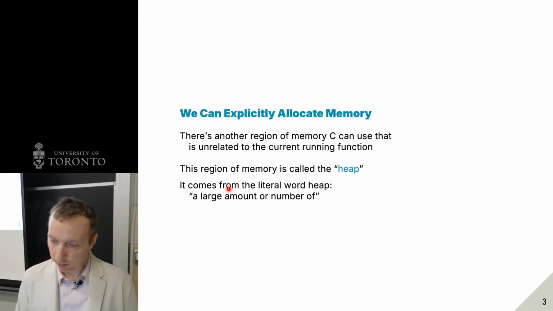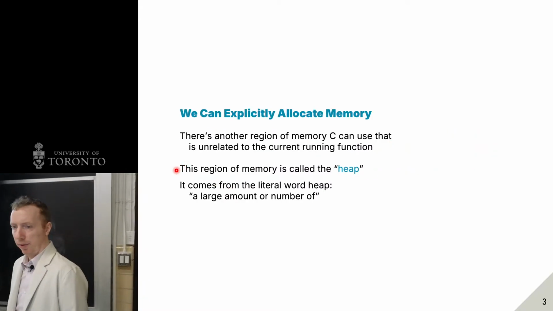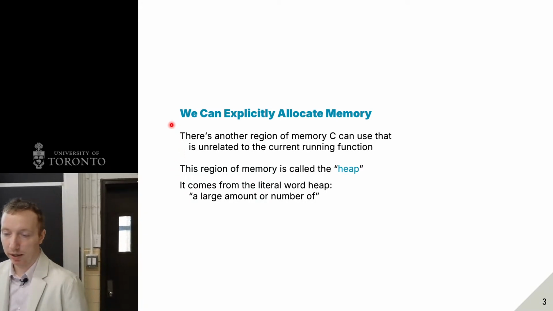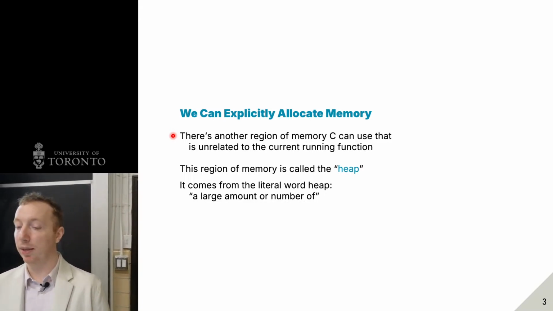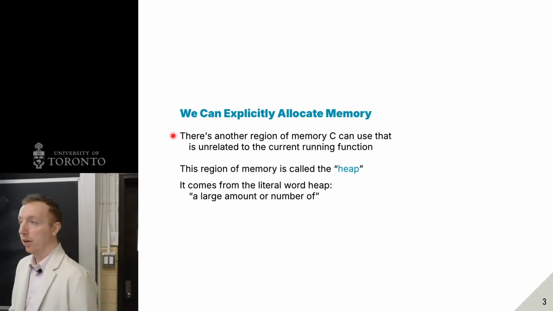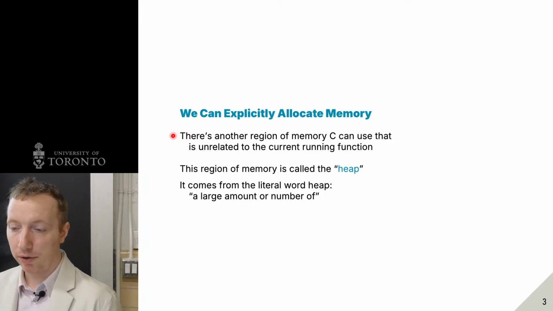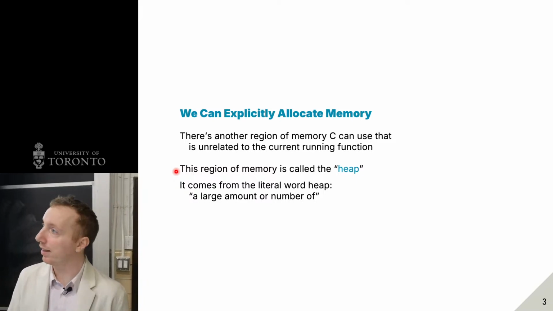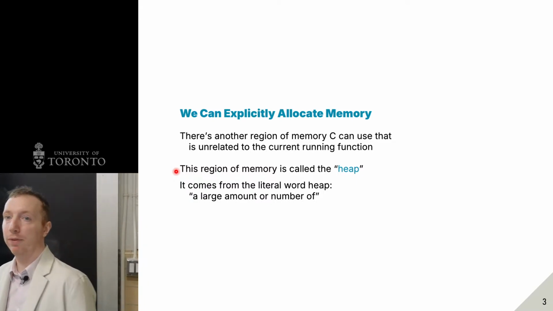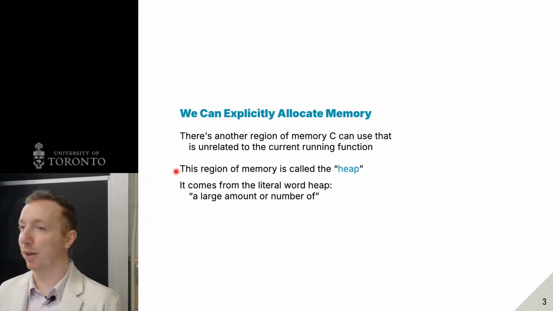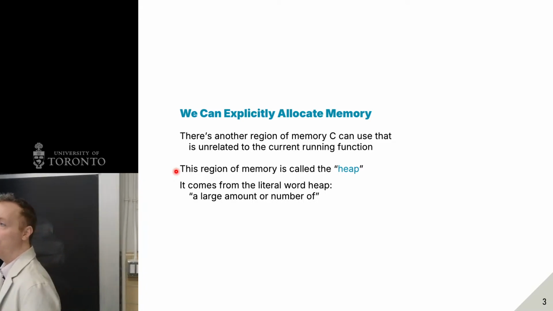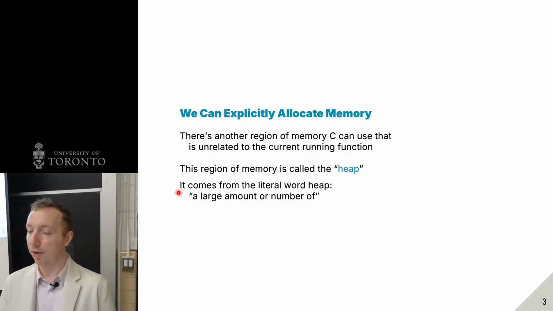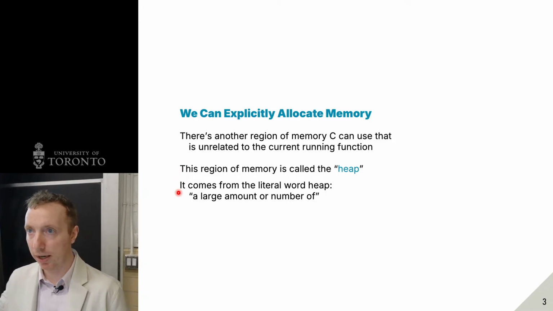So in C, one of the things that makes C, C, is that we can explicitly allocate memory. So there's another region of memory C can use that is unrelated to the current running function. So this region of memory is just called a heap. And it is like the actual literal English word heap, which is just like a pile of garbage. Well, not a pile of garbage, it's a pile of something. I'd say it's a pile of memory. So it's just a large amount or number of, in this case, memory.